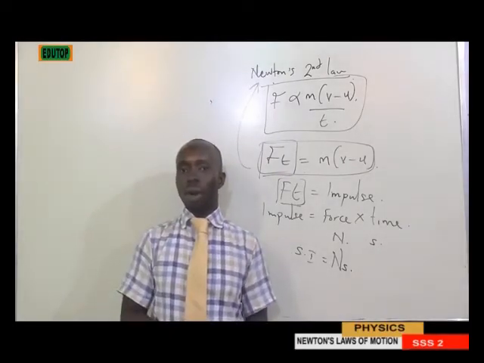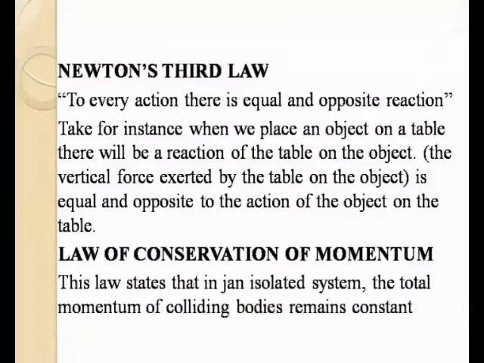Now, for the third law, what does Newton's third law say? It says to every action, there is an equal and opposite reaction. Take for instance, when we place an object on a table, there will be a reaction of the table on the object. Now the vertical force exerted by the table on the object is equal and opposite to the action of the body on the table. Are we getting it now?